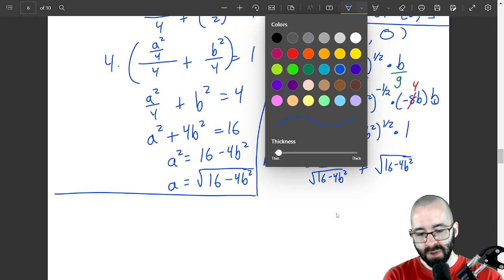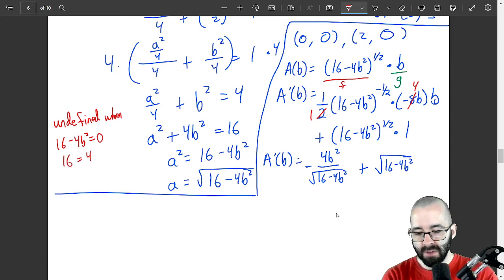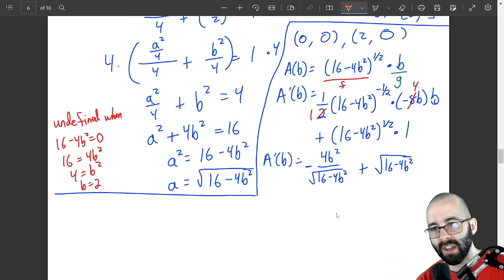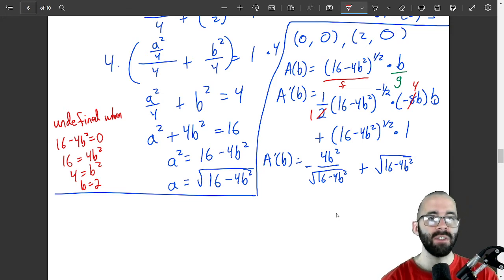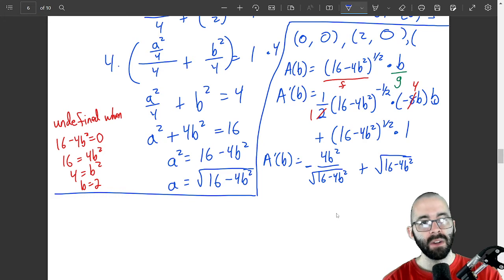So it's undefined. Let's go off to the side maybe. It's undefined when the denominator equals 0. That's when 16 is 4b squared. When 4 is b squared, when b is equal to plus or minus 2. We've already incorporated that. Negative 2 is not in our domain. Positive 2 is one of our endpoints. We've already taken care of this. We don't need to consider this again. We don't need to add this to our list of candidates at the top.